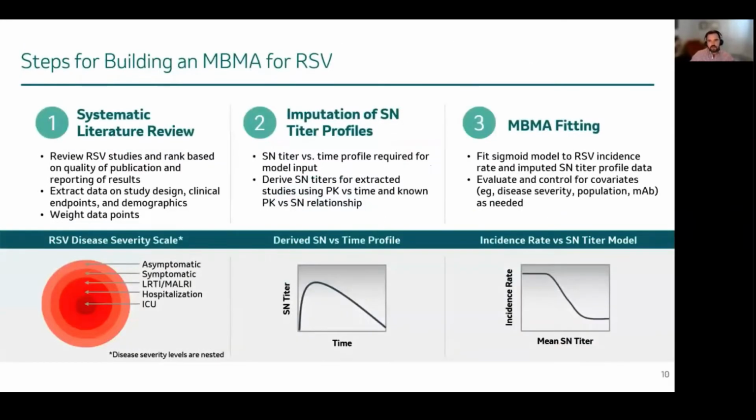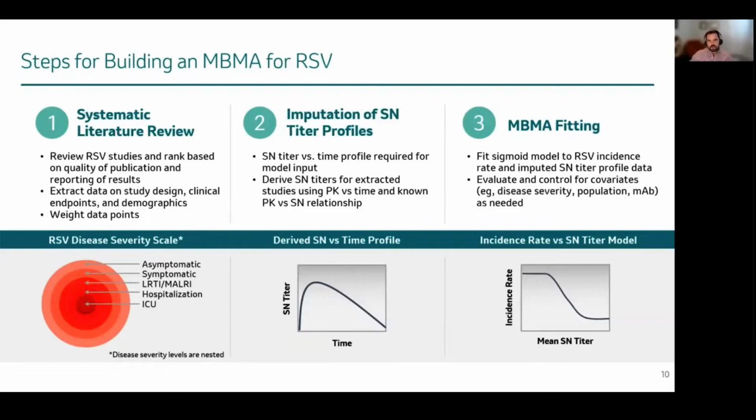So at a super high level, this slide lists the steps for building an MBMA for RSV. Really, you start with your clinical database. And in the case of external data, this means conducting some sort of literature review, extracting and categorizing that data. You can see on the bottom left an example of how RSV clinical endpoints across studies were categorized into discrete endpoint buckets so they could be accounted for in the model. In this case, disease severity ranges from asymptomatic disease to ICU admission, with each disease severity category being a subset of the previous one.